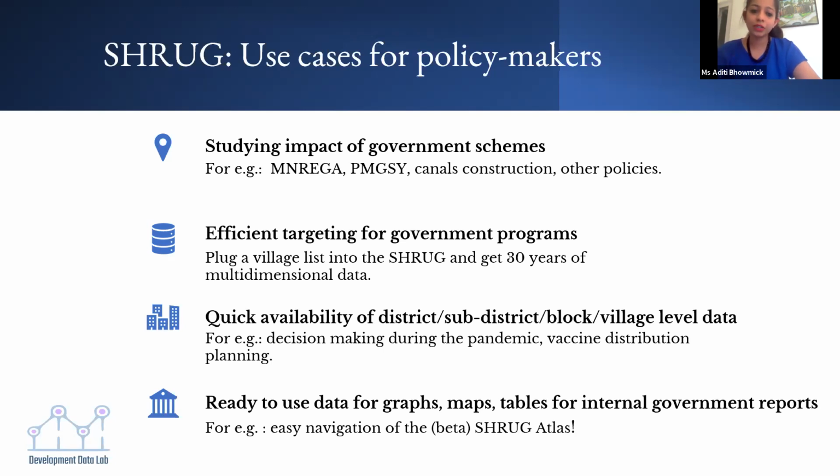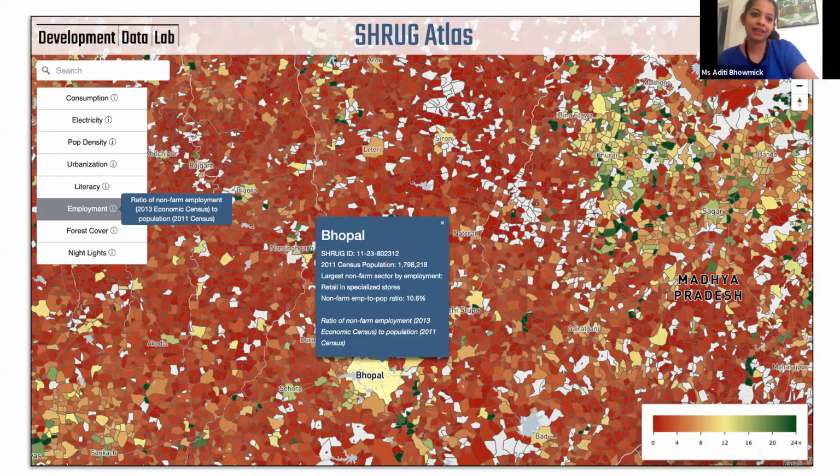And of course, we've also created something called a Shrug Atlas. This is still a beta version product, and you have a bunch of indicators, and you can select, zoom in all the way to the village level, zoom out all the way to the national level, and you have ready-to-go maps for all of the very many reports that all of us work on every single day, assuming that you're working in this development and policy space.